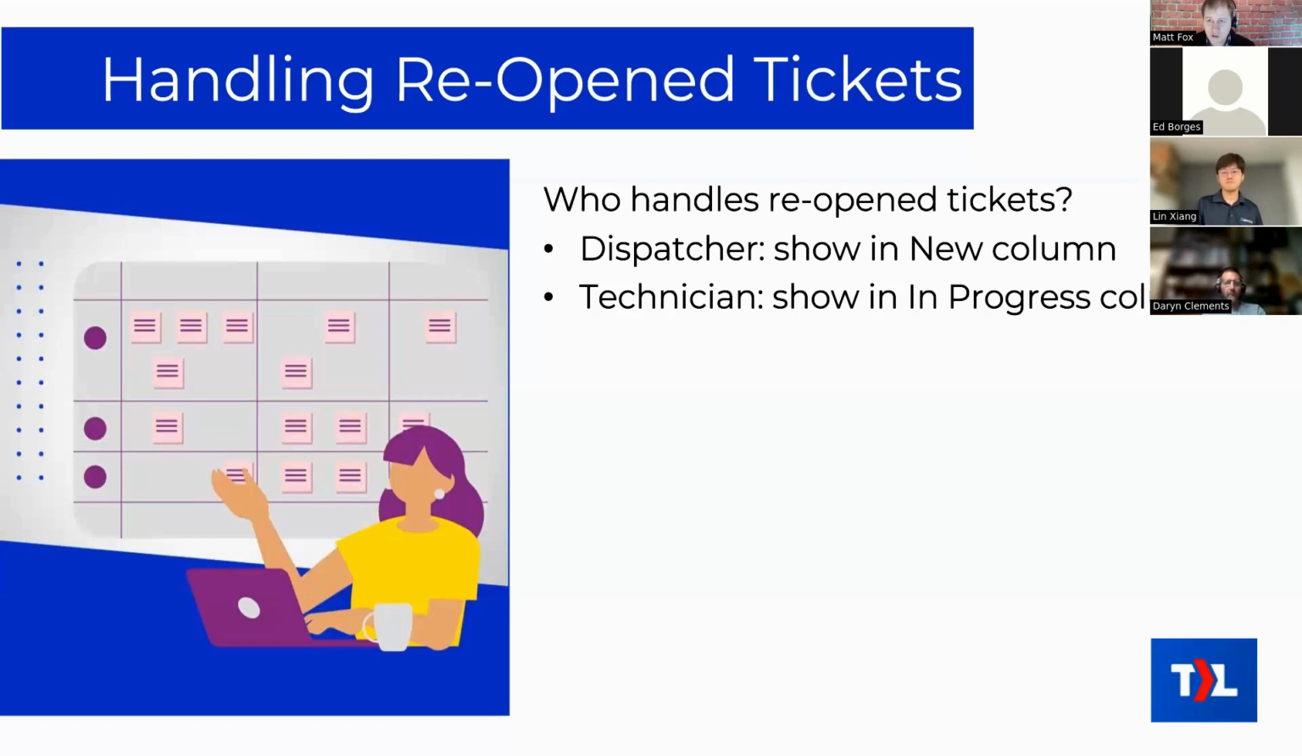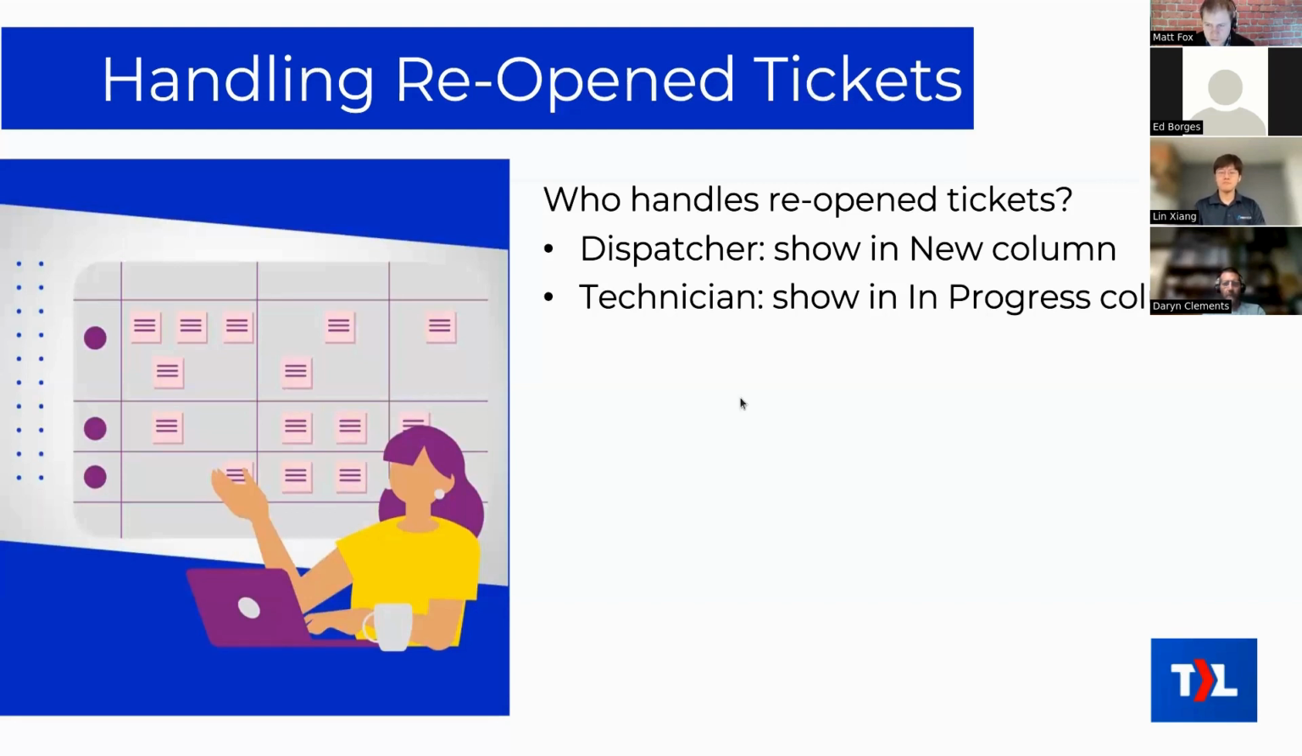And this is actually something you could do just exclusively in TopLeft. You don't have to change anything in your PSA. If you've already got a system that puts those tickets into a reopened status, then this is really just a matter of mapping that reopened status to the right column in TopLeft.